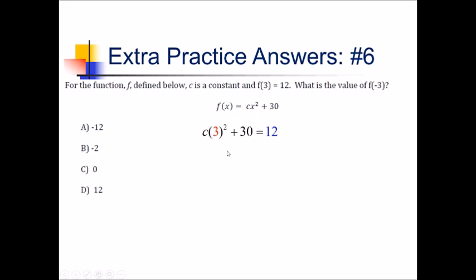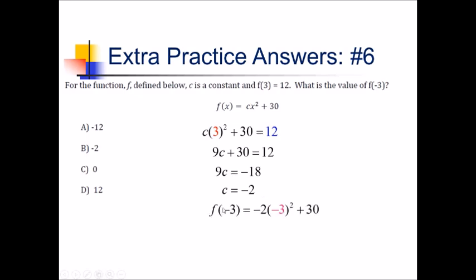Now I'm just going to simplify a bit. 3 squared is 9, so this is 9c plus 30 equals 12. Subtracting 30 from both sides, we've got -18 on the right side. And then dividing by 9, we've got c equals -2. Now I'm going to go back and in order to find f of -3, I'm going to plug -2 in for the c value right here, and then I'll plug in -3 for x. So I can write f of x equals -2x squared plus 30.